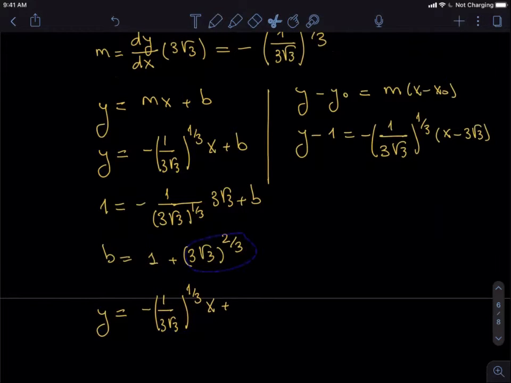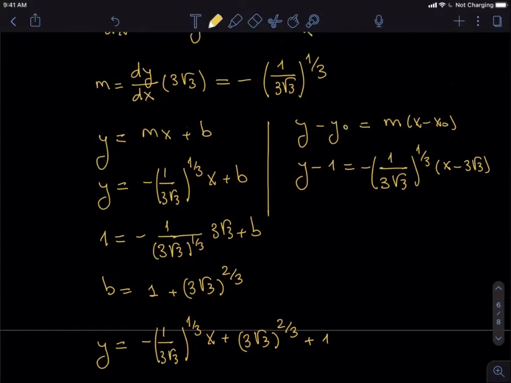It's simply this quantity. So the slope times x plus 3 square root of 3 to the power 2/3 plus 1. Now, one thing I didn't notice before, but I noticed now, is that 3 is the square root of 3 to the power 2. So I can write 3 square root of 3 as square root of 3 to the power 3. So there is a nice simplification there.